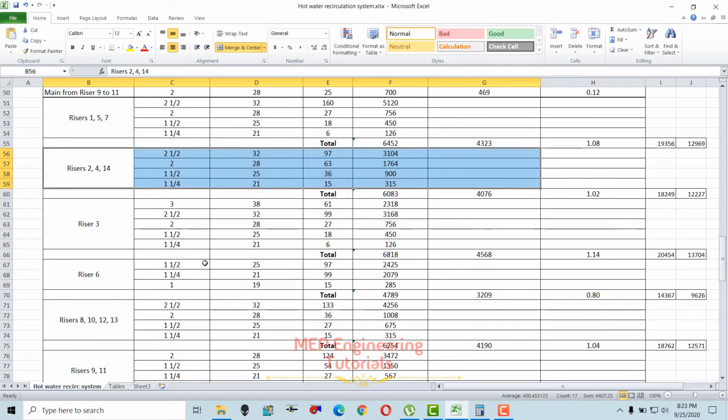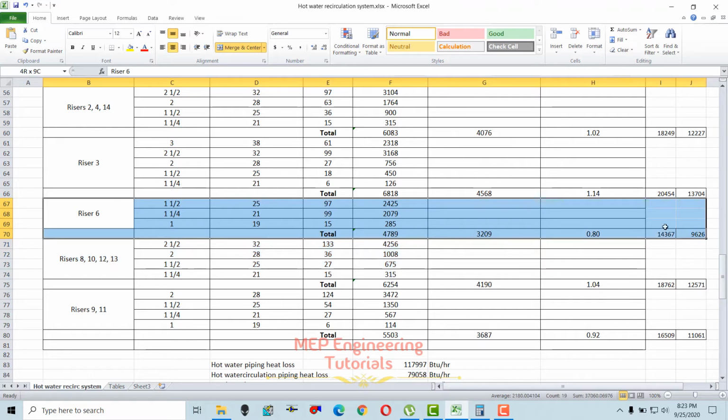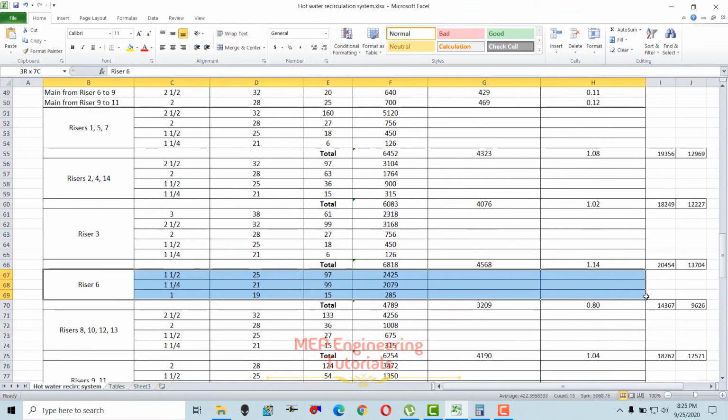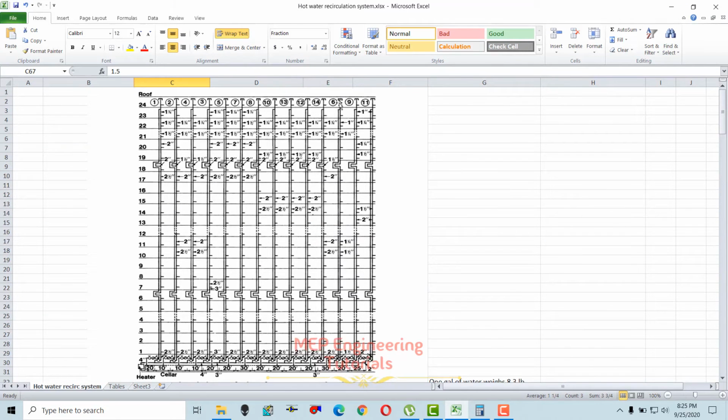So I'm gonna take one more here just to save time. I'm not gonna do it for all of these. I'm gonna take one more example here for riser 6. So if you see riser 6, we will now check the pipe sizes in riser 6. So this is riser 6, and if we check the pipe sizes, this is 1.5. This is the hot water pipe sizing again.